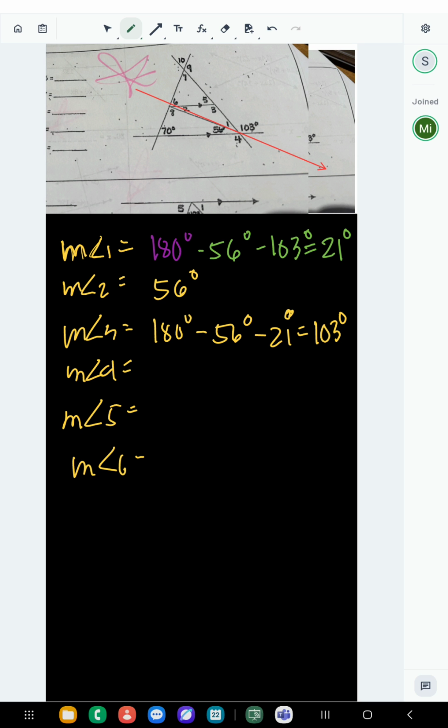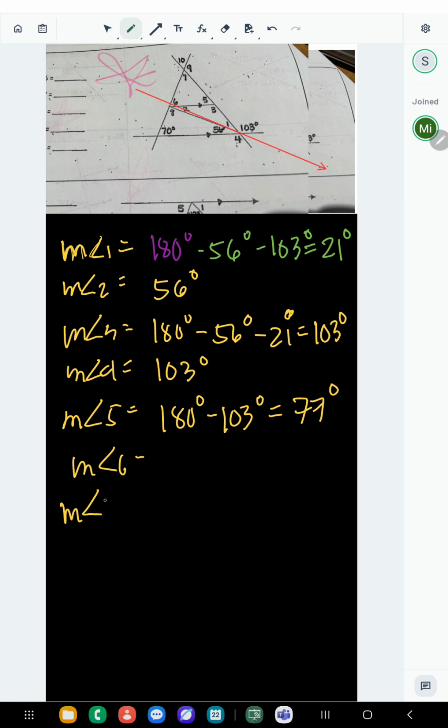And then we can solve for 4. Angle 4 is a vertical angle, vertical to 103. So it's also 103 degrees. And then angle 5, it's a straight line, right? Angle 5 and angle 3, so they add up to 180. So 180 degrees minus 103. Okay, that is 77 degrees.